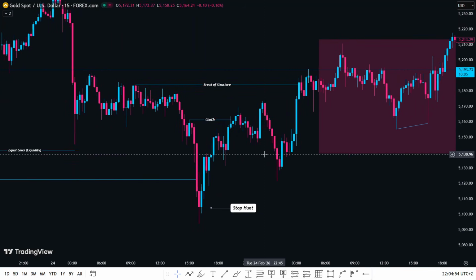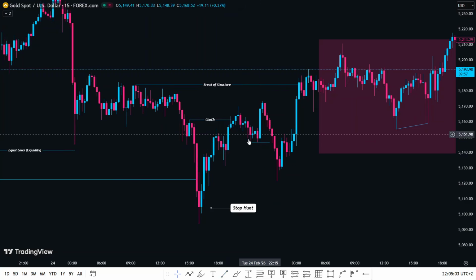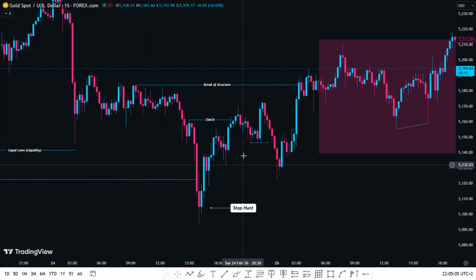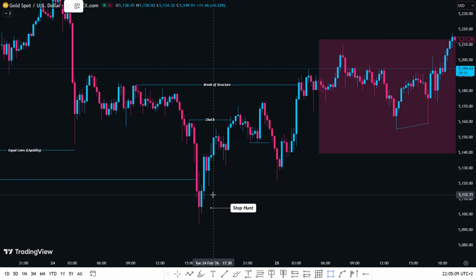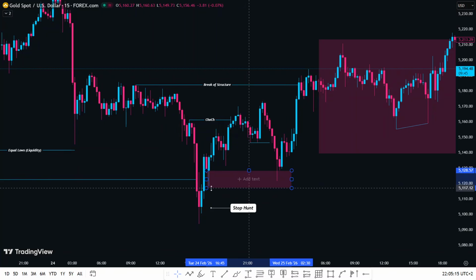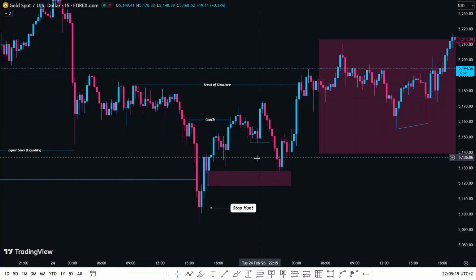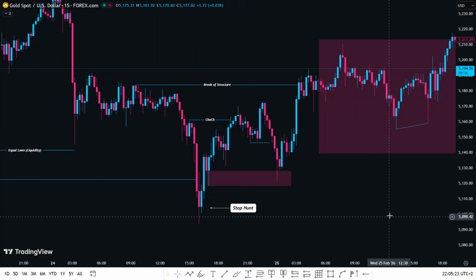Inducement is basically liquidity, right? Remember, we have equal lows right here. We already know that this is an area where we expect price to trade below. An inducement is just an area which we create around an area of support for a break of structure. We can clearly see, regardless of a break of structure, it's just an area like this.